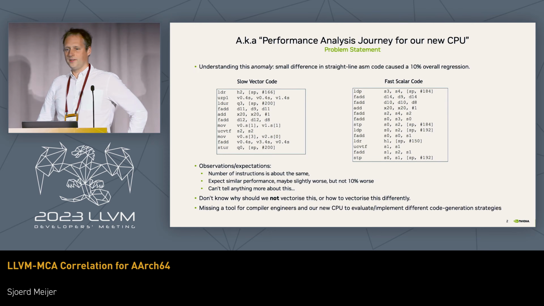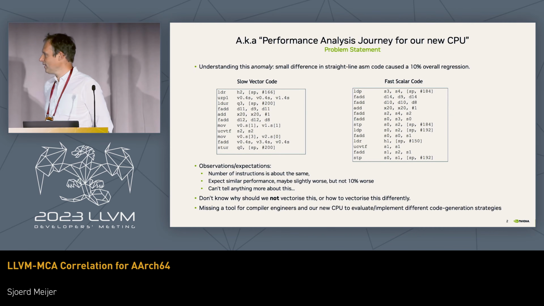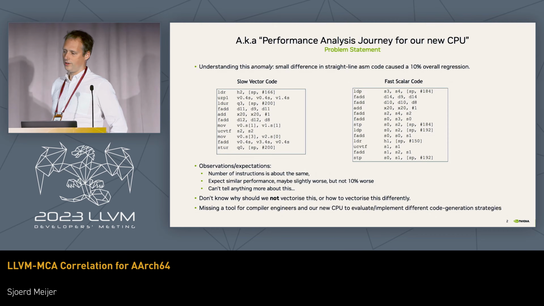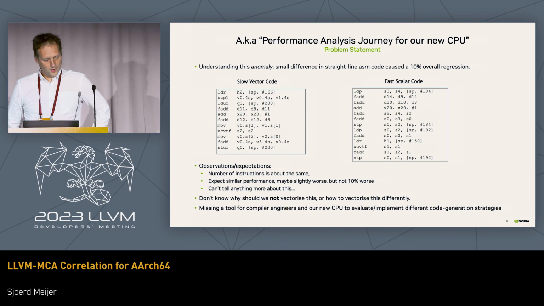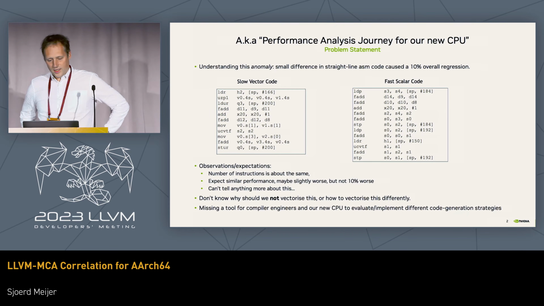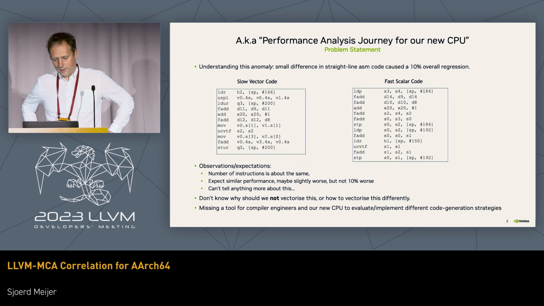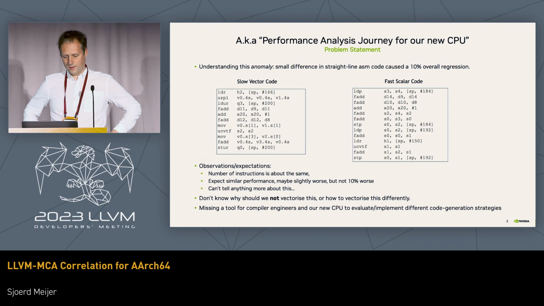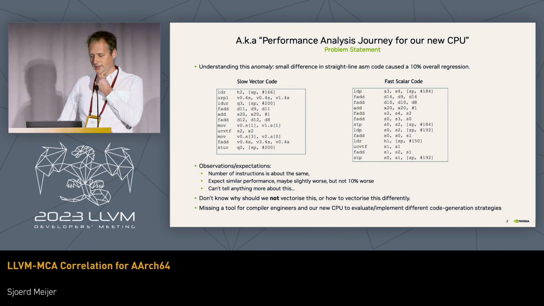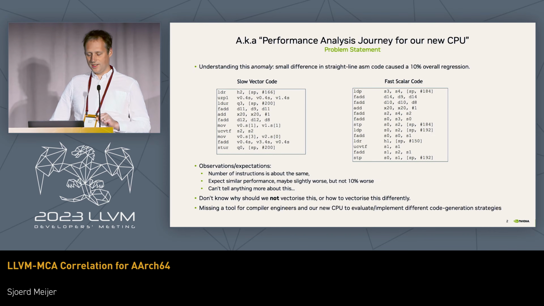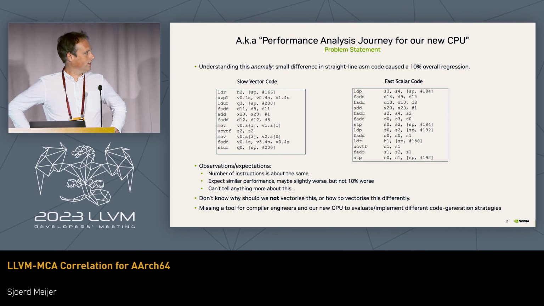Maybe an alternative title of this talk could have been our Performance Analysis Journey for a new CPU. And I want to start at the very beginning, how this all started for us. It started with a regression in a workload. It was a tiny code change that resulted in worse runtime performance results, about 10%. It was a fairly large application, and almost literally this change caused a 10% overall regression.